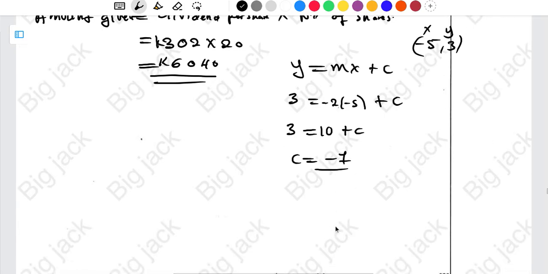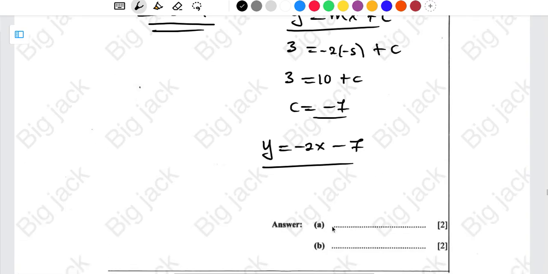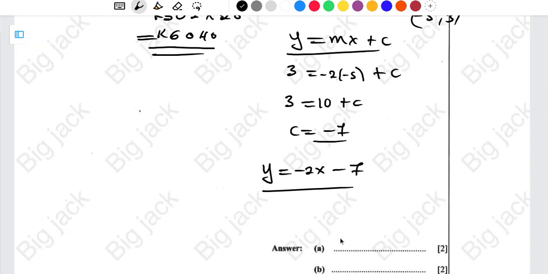So we can replace it in the formula. We have y equals the gradient -2 times x, then the value of c, which is -7. This gives us our final answer. For the first part we have 6,040. For the last part we have y equals -2x minus 7. Then we are done.